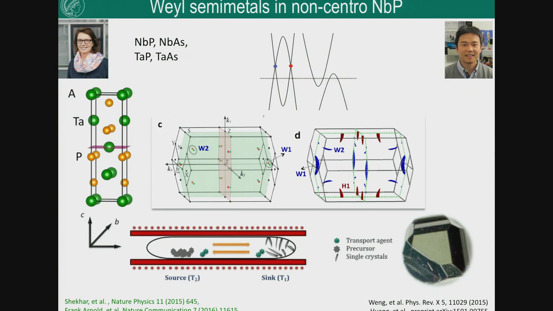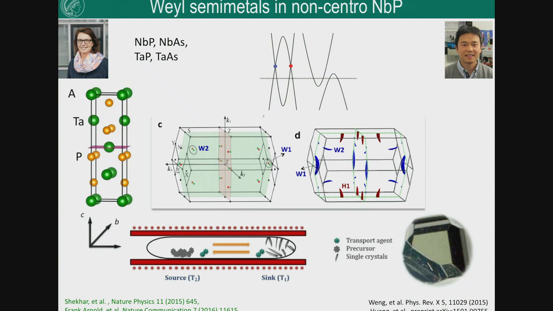So I show you the example of the Weyl semimetals. As I said, this was the first prediction where experimentally one really also succeeded. It's a very simple binary compound: niobium phosphide, niobium arsenide, tantalum phosphide, tantalum arsenide. The band structure looks like this, so you have additional electron and hole pockets. And the crystals are easy to make. I have a movie, but I maybe show it at the end if I find it.